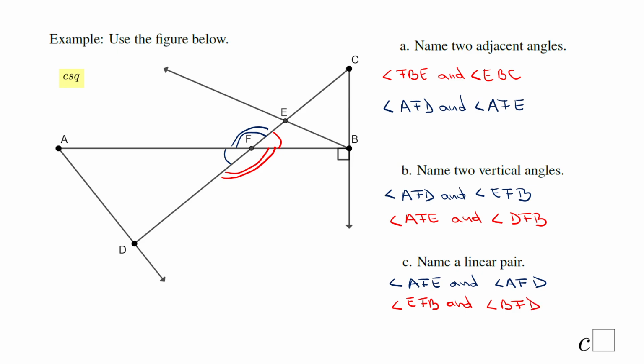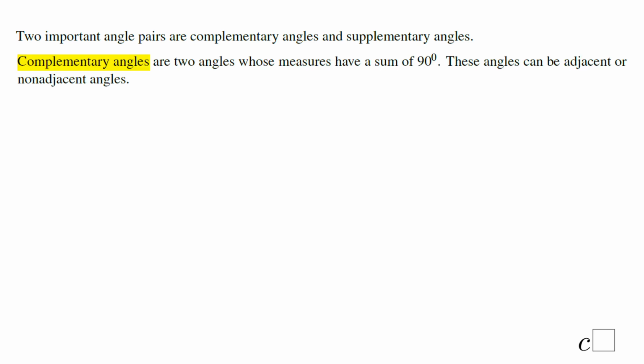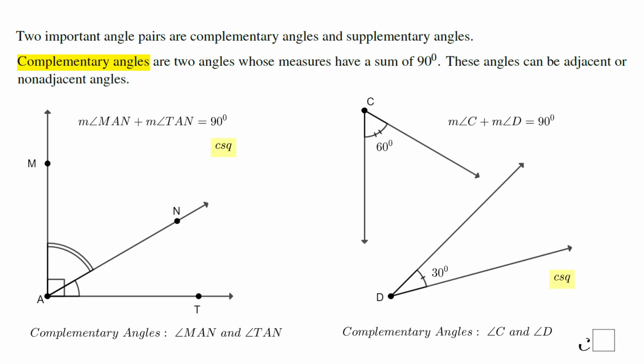Okay, remember the sum of the measure of these angles is 180. And we do have more in this picture you may want to look for. Two important angle pairs are what we call complementary angles and supplementary angles. Complementary angles are angles whose measures have a sum of 90 degrees. They can be adjacent and non-adjacent. In the first picture here, you see these two angles are adjacent, as we call them.